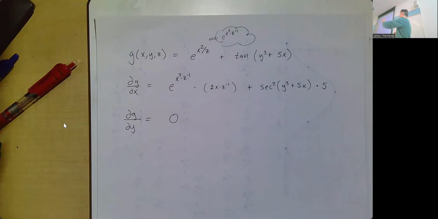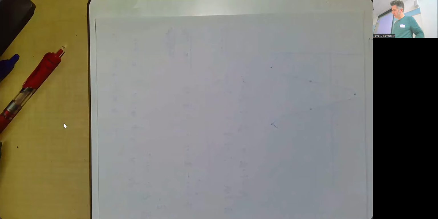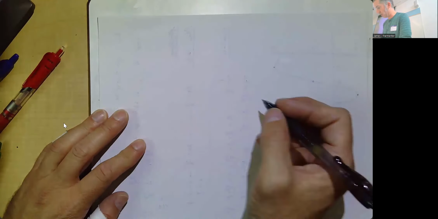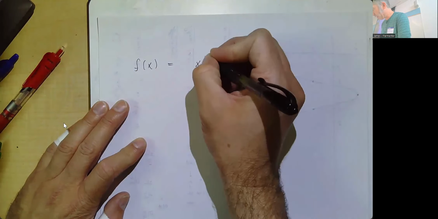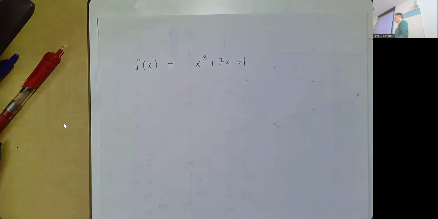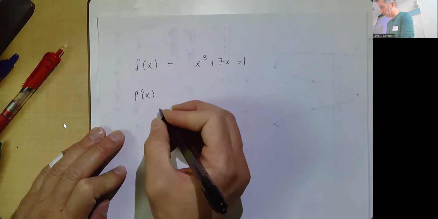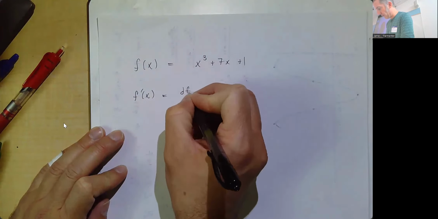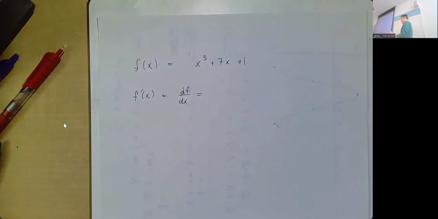Sure. So here's what we're asking. Let's go back in time a little bit. We'll come back, don't worry. Let's say our function was x cubed plus 7x plus 1. Easy function. When I say what's f prime of x or df dx, I'm asking what the derivative is.